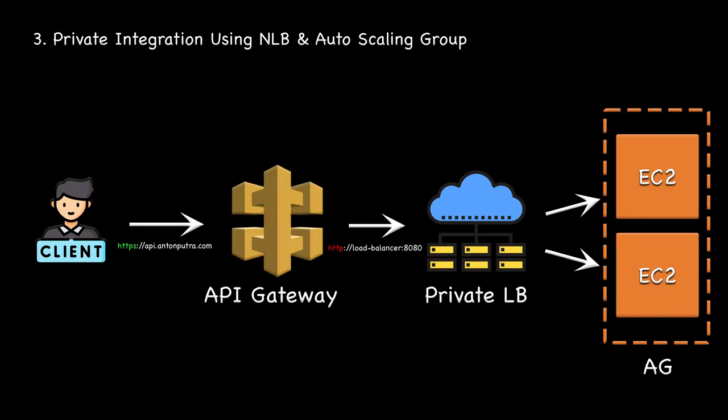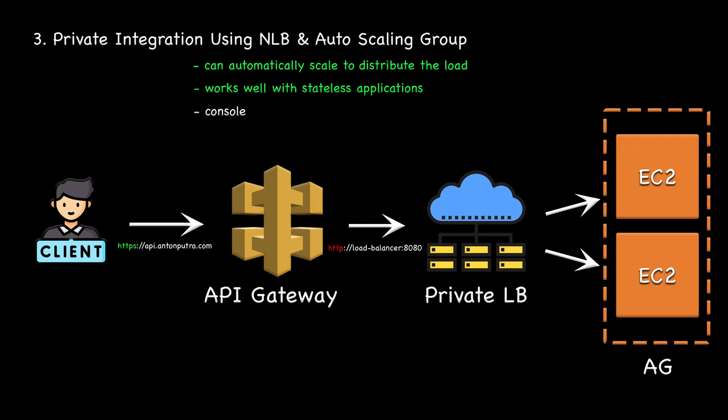Finally, in the third example, which is my preferred method, we will use auto scaling group with a network load balancer. In this case, if the load increases, for example, the average CPU usage of the EC2 instances reaches 25 or 50%, auto scaling group will automatically add additional nodes to reduce the load on the system. This approach works very well with stateless applications that can be scaled horizontally. First, AWS console and then Terraform to implement this example.